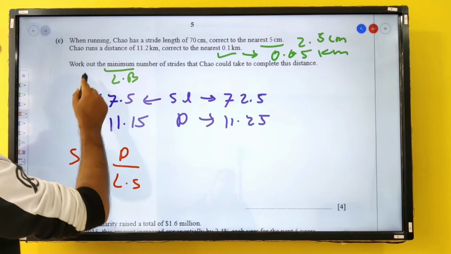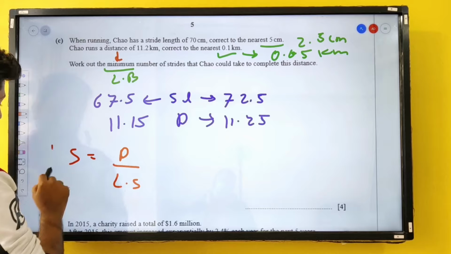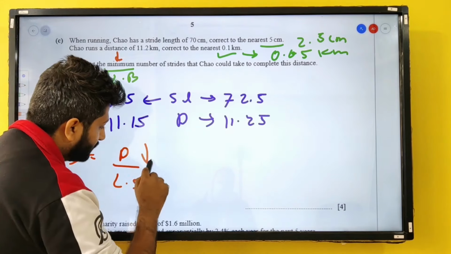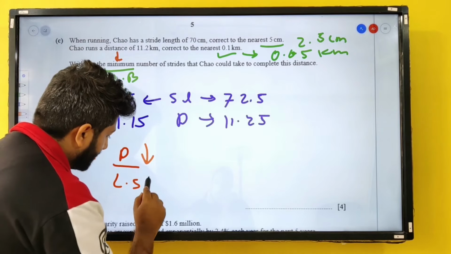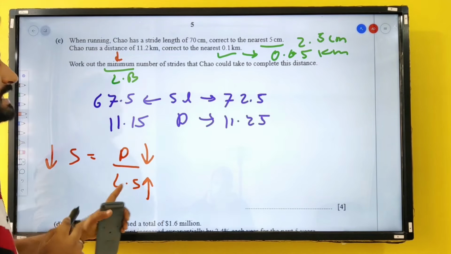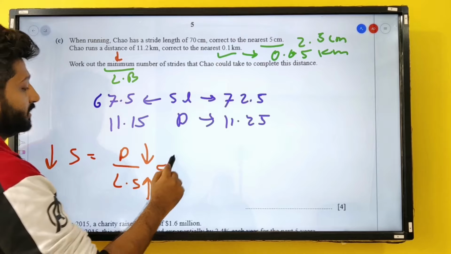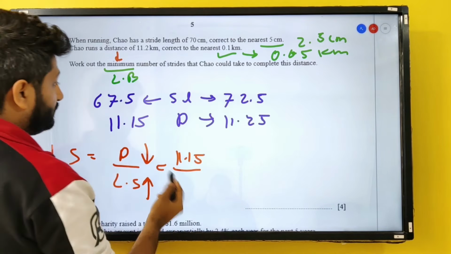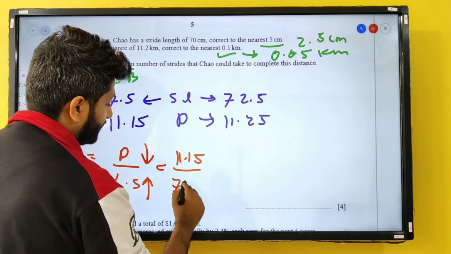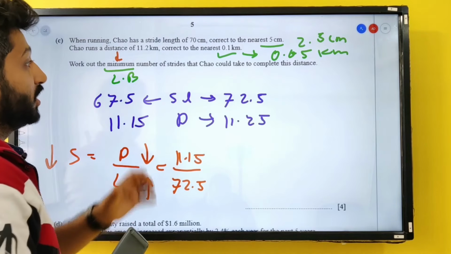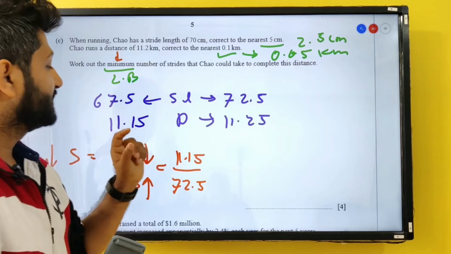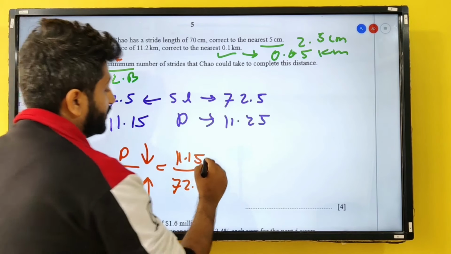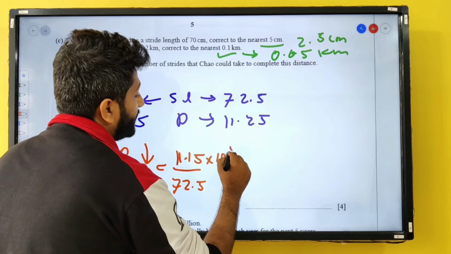Now I want to know the minimum number of strides, which is the lower bound. For the lower bound of strides, we have to take the lower bound of distance but the upper bound of the length of each stride. So 11.15 upon 72.5. Also make sure, guys, this is in centimeter and this is in kilometer, so we'll multiply this with 10 power 5.